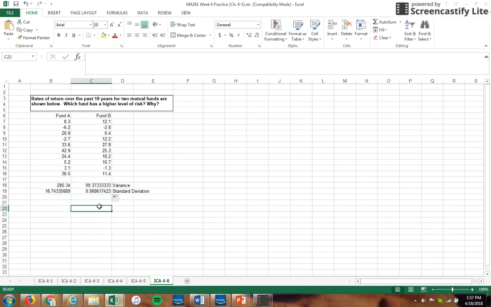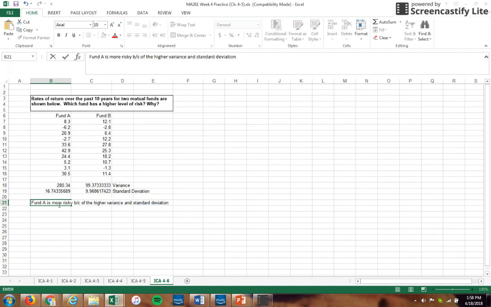And we did. So we see a variance. Fund A has a pretty high variance of 280 and a pretty high standard deviation of 16.7. Fund B has a variance of 99.37 and a standard deviation of 9.9. So we would say Fund A is more risky because of the higher variance and standard deviation. That's what we see.